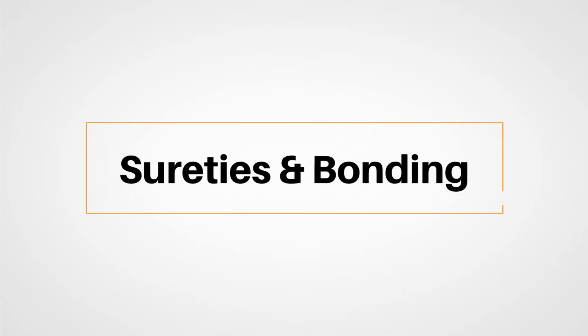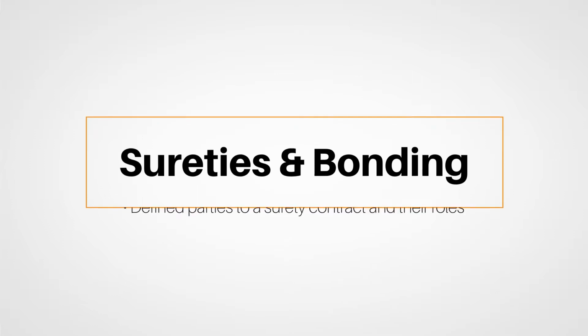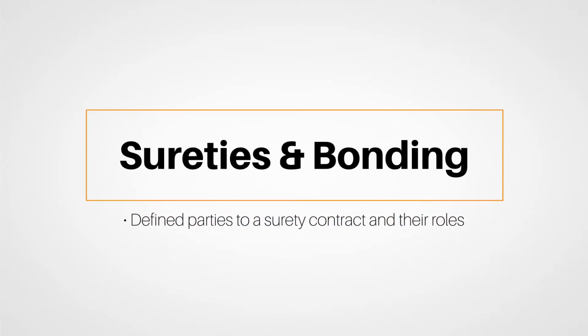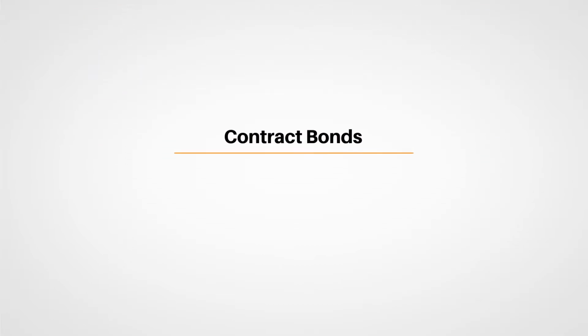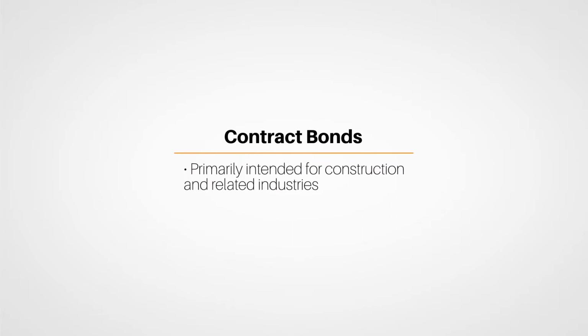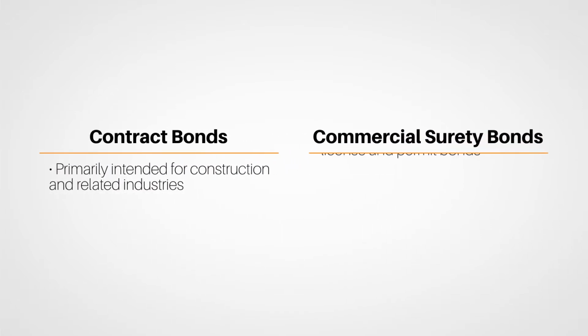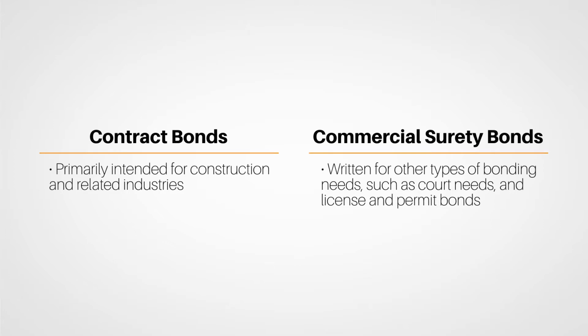We next took a look at surety and bonding issues and defined the parties to a surety contract and their roles. Make sure to spend some time on this topic. It will be on your test. Remember, there are contract bonds, which are primarily intended for construction and related industries, and commercial surety bonds, which can be written on other types of bonding needs such as court needs and license and permit bonds.